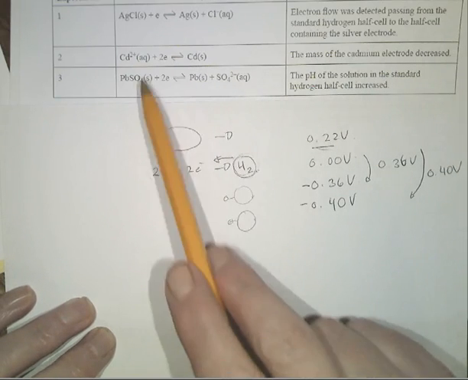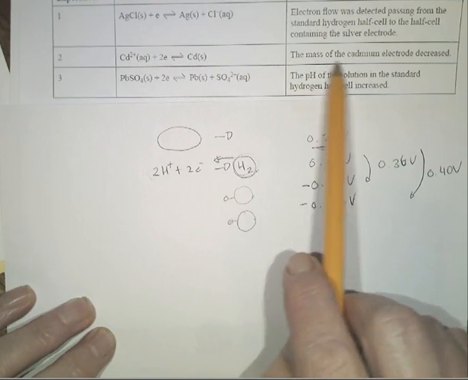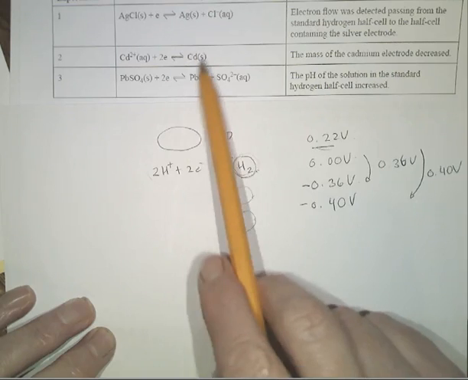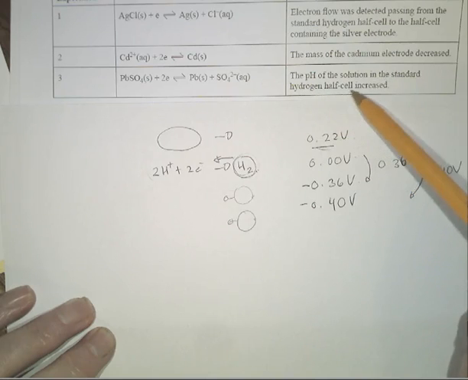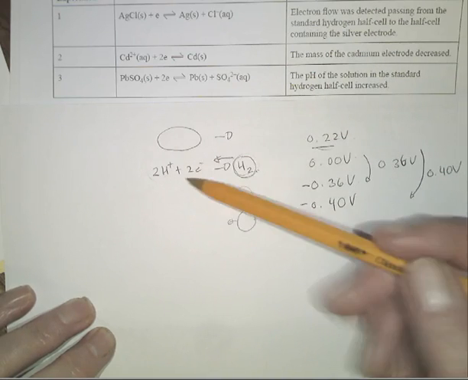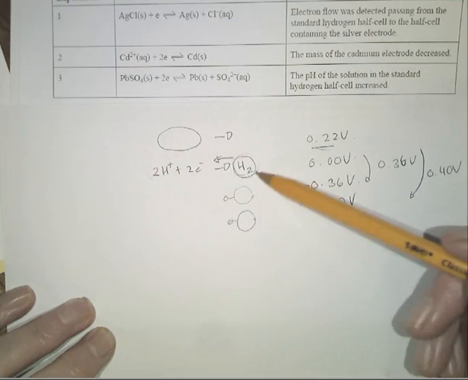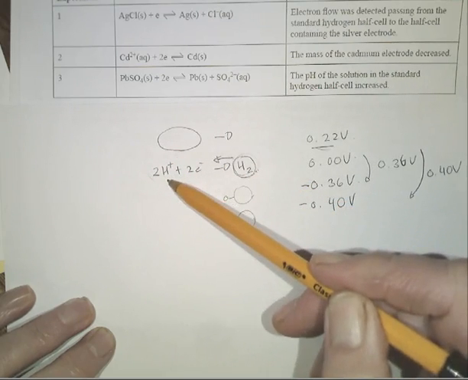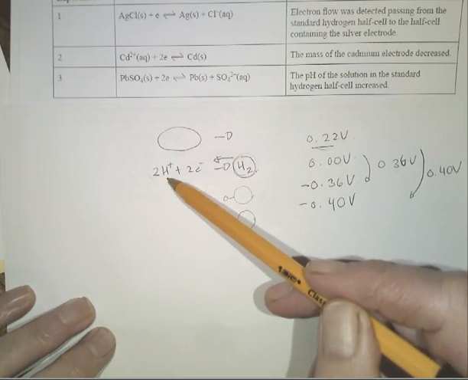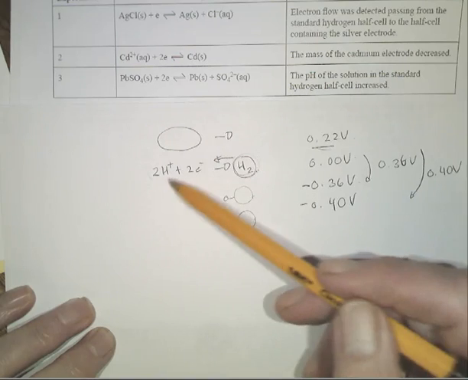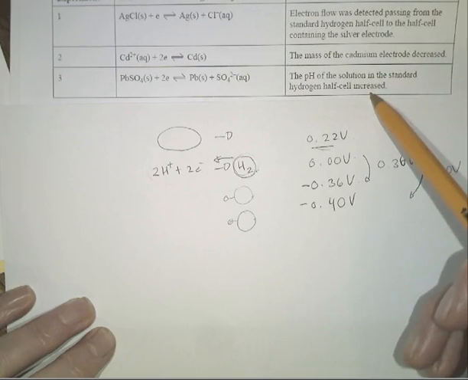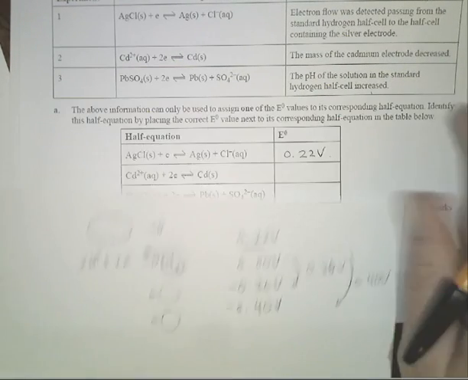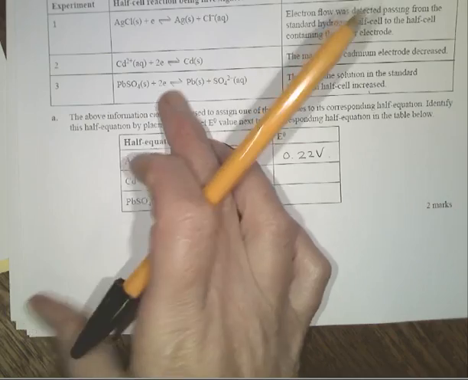Okay, so this is saying that the mass of the cadmium electrode has decreased, yes, because it would react, one of those. The pH of the solution in the standard half cell has increased. So whatever you put these with, the hydrogen ions are going to be turned into hydrogen, so you're removing hydrogen ions. The more hydrogen ions there are, the more acidic it is. If you're removing them, then it becomes less acidic, more basic. So the pH would increase. Okay, so the next questions are to explain all of that.